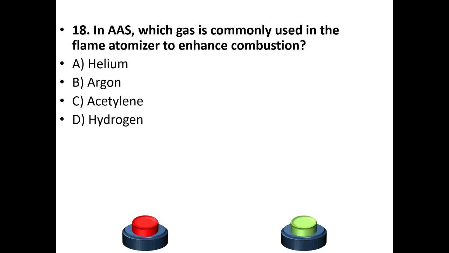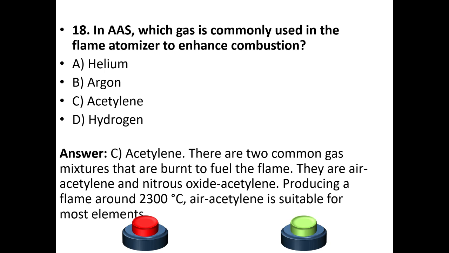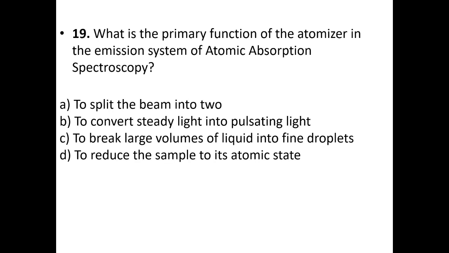18th question. In AAS, which gas is commonly used in the flame atomizer to enhance combustion? Helium, argon, acetylene, hydrogen. Which is the answer? Your answer is option C. Acetylene. There are two common gas mixtures that are burnt to fuel the flame. They are air acetylene and nitrous oxide acetylene, producing a flame around 2300 degrees Celsius. Air acetylene is suitable for most of the elements.